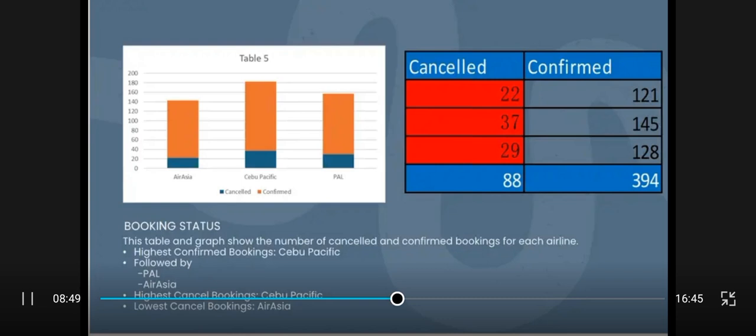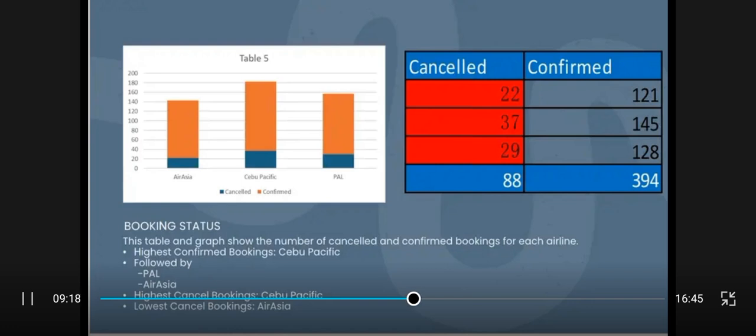Second is the Cebu Pacific. Canceled bookings is 37 and confirmed bookings is 145. So that's the highest number of confirmed bookings and highest number of canceled bookings. Third is the PAL, which is the Philippine Airlines. Canceled bookings is 29 and confirmed bookings is 128.